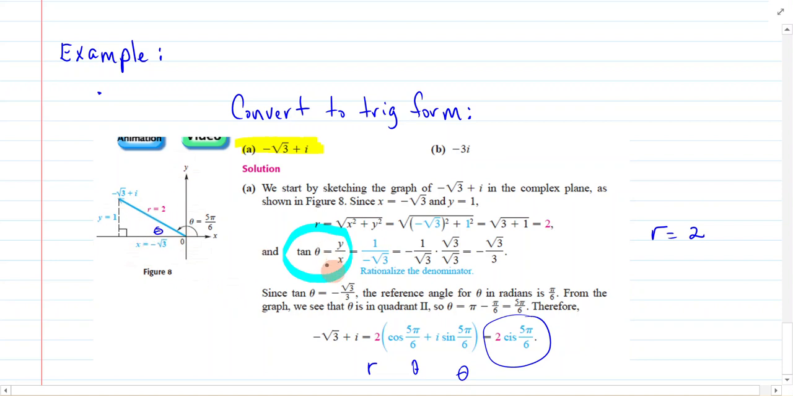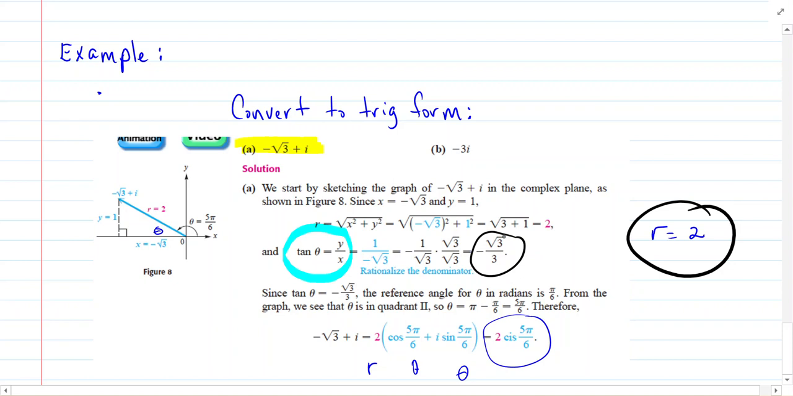So we know that tan theta is y over x. But before we do that, let's do r. r is the square root of x squared plus y squared. So plug in your x value, which was negative square root of 3, and your y value was 1. You get square root of 3 plus 1, that's square root of 4, so r is 2. Then we know tan theta is y over x. That was 1 over negative square root of 3. We're going to rationalize that, and we get negative square root of 3 over 3.